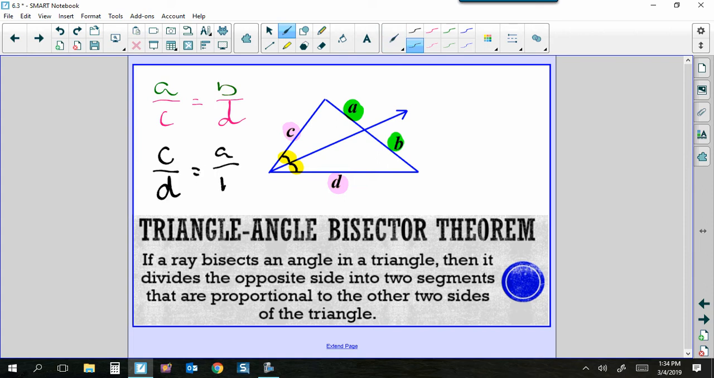If you notice, you're cross-multiplying the same things with the one I wrote first and with the one I wrote second. So it does not matter which way you do it. All right, so now we're going to go ahead and apply this to our problem.